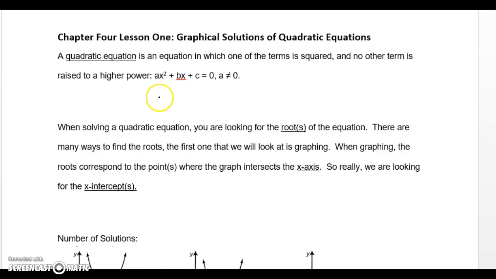This should look very similar to something that we did in chapter 3. We were looking at the standard form of a quadratic function. The only difference here is that we have ax squared plus bx plus c is equal to 0, where in the previous chapter, it might not have had an equal sign, or it was equal to y or f of x. So it's going to be very similar methods of solving and graphing that we did in chapter 3. This here is really just an extension of chapter 3.